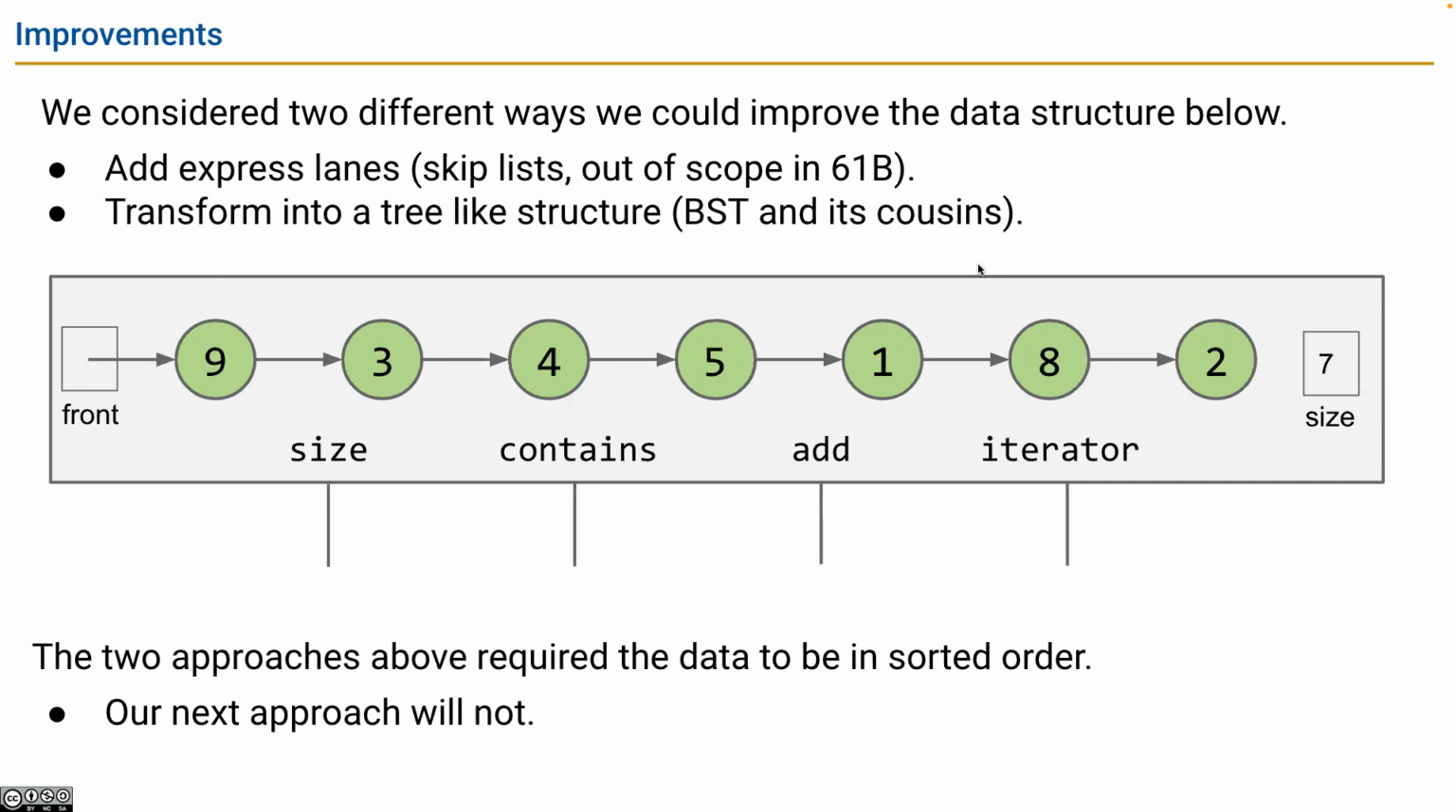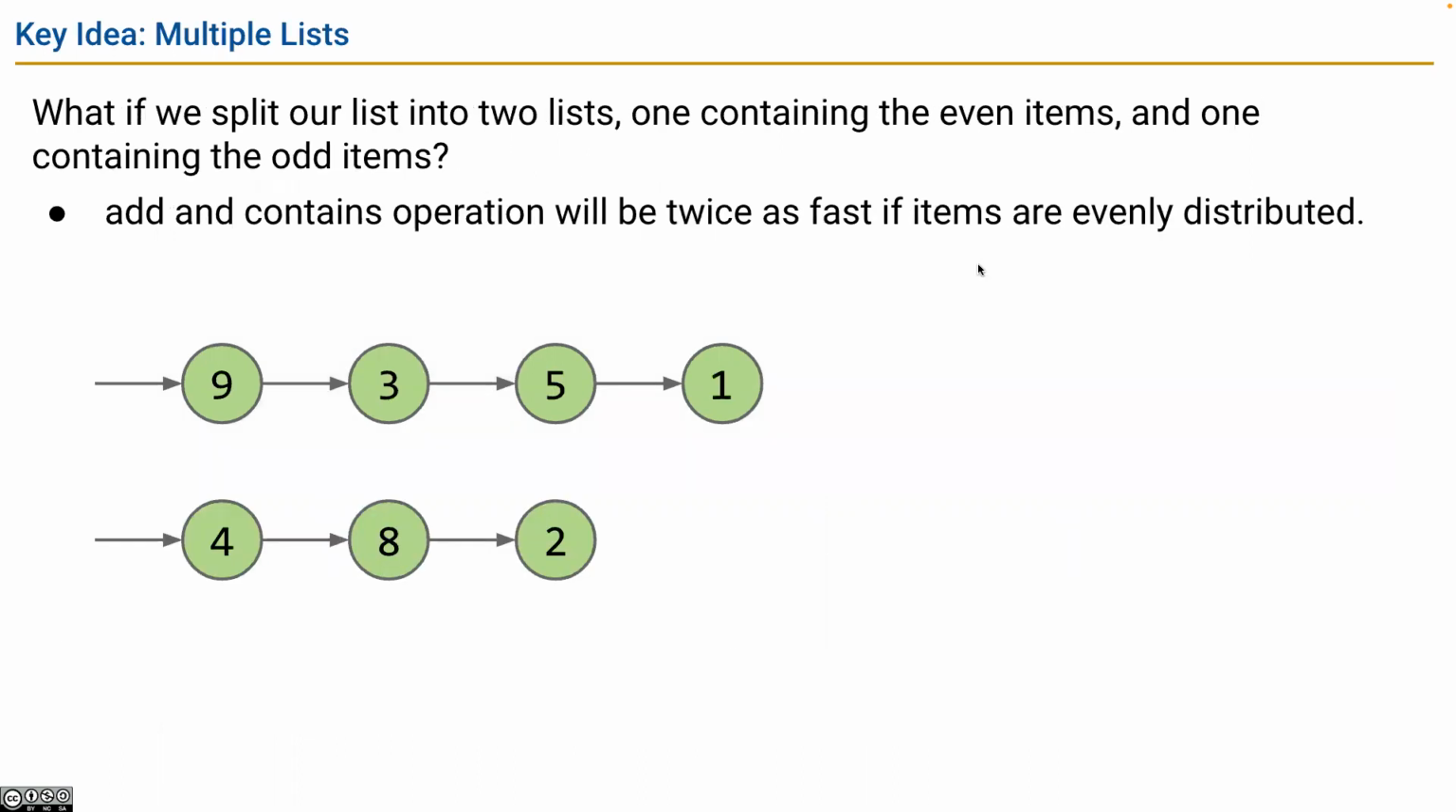Instead, what I'm going to do is split it into 2 lists: one for the odd items and one for the even items. So here, 4, 8, and 2 are over here. 9, 3, 5, and 1 are in the odd list. And I hope you feel comfortable saying that as long as the items are evenly distributed between these 2 lists, adding and contains will be twice as fast as if you had 1 list. Any controversy there?